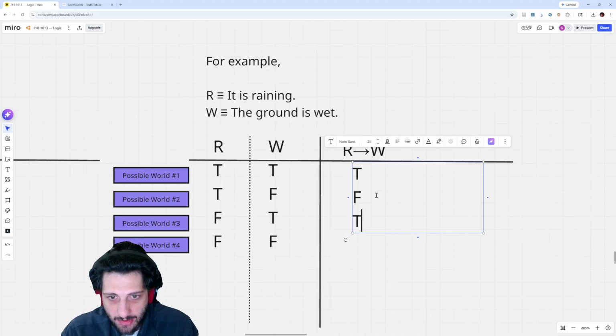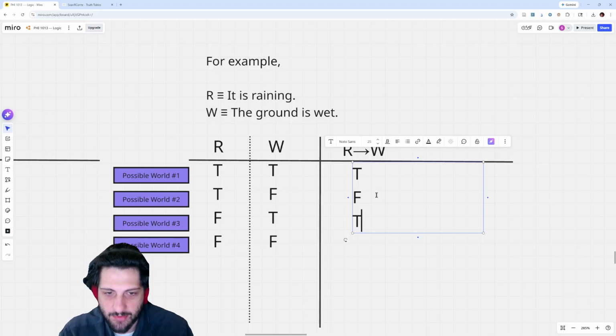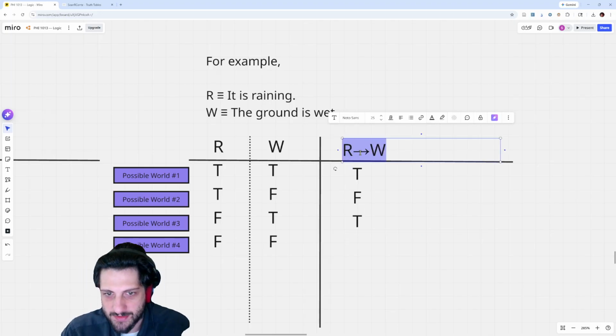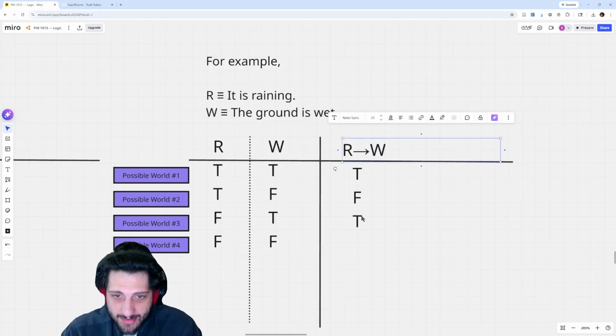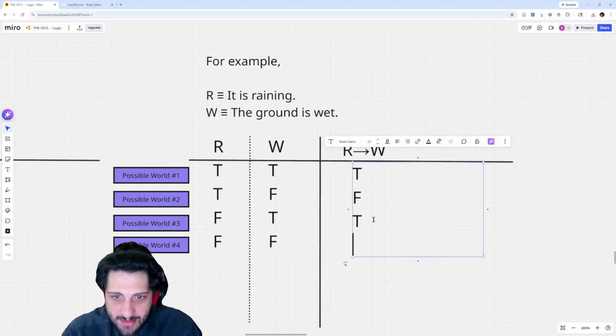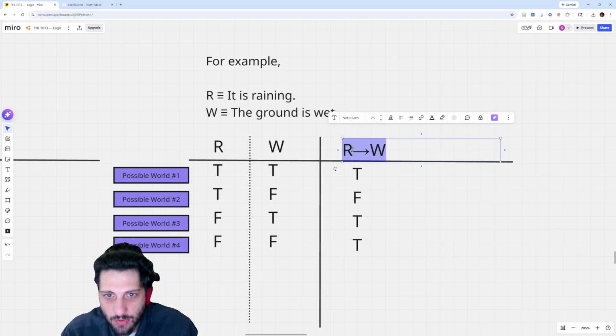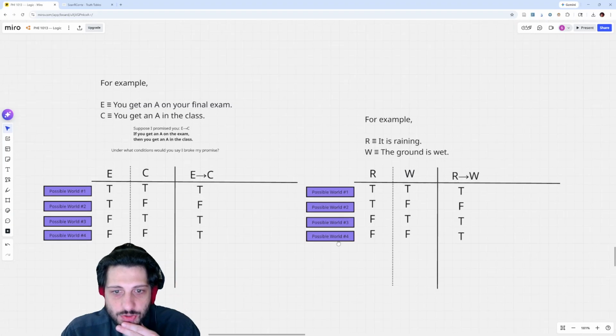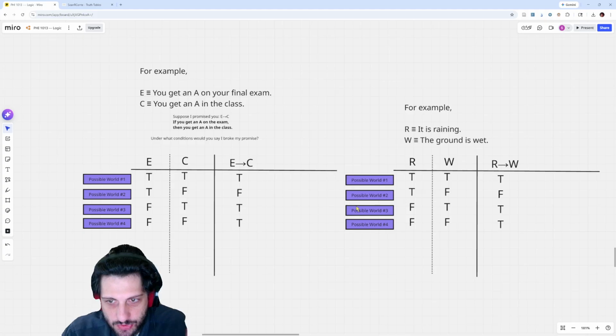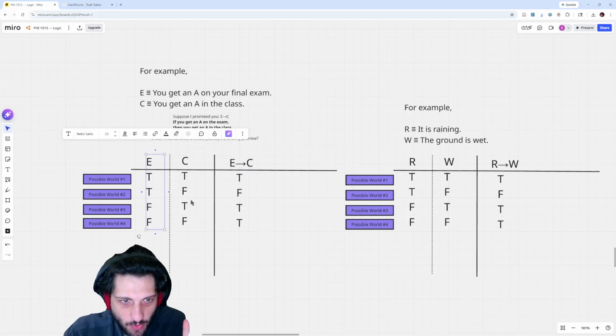If it's not raining and the ground is wet, that still doesn't mean the conditional's false, right? Maybe somebody sprayed it with a hose or a sprinkler or whatever. But that doesn't mean the conditional is false. If it were raining, then it would be wet. That's still true. And similarly, even if it's not raining and it's not wet on the ground, that doesn't mean the conditional isn't true. If it were raining, then it would be wet. So again, with conditionals in general, this is the row you want to be thinking about.